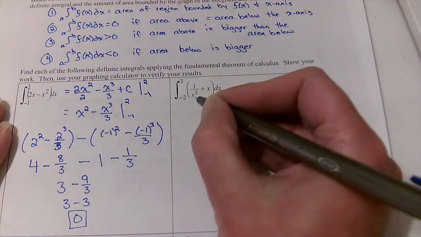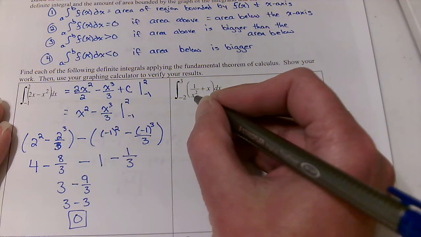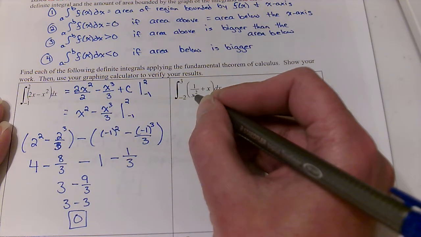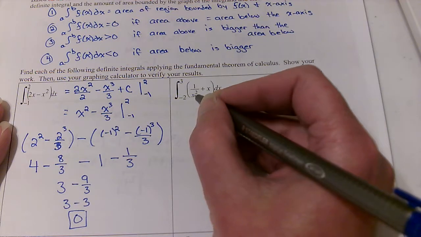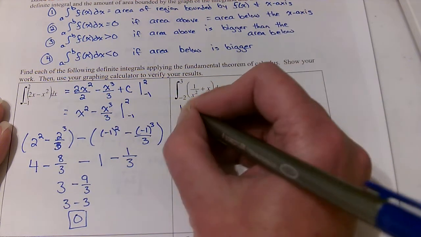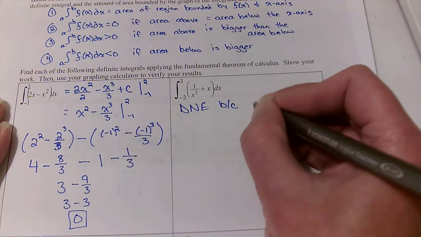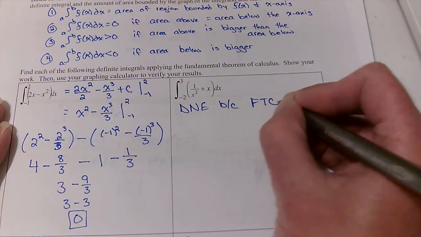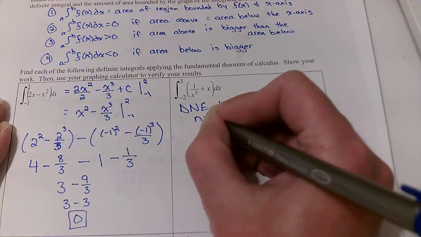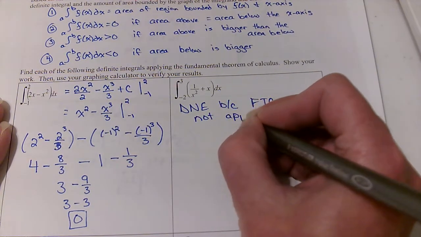The next one, I noticed something interesting. This one, we have a possible problem. To use the fundamental theorem of calculus, we have to be continuous. And notice that we have a bad spot on our domain. So this does not exist because FTC is not applicable.